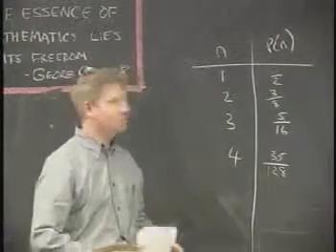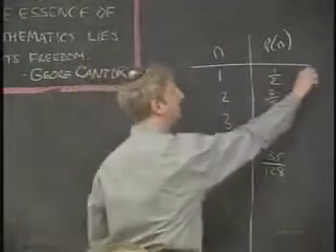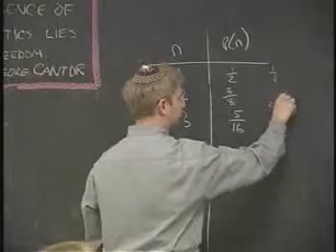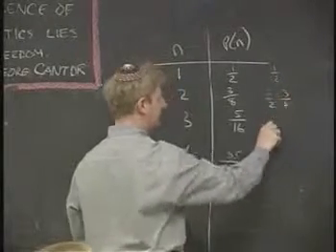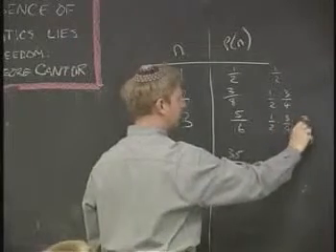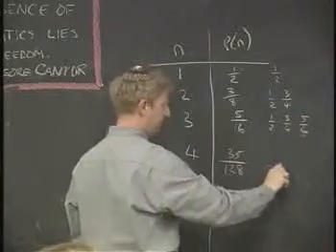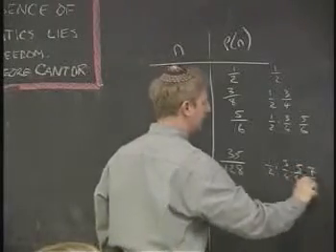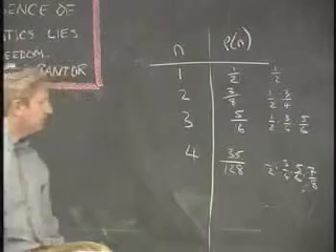But here's what actually happens. This is a half. This is a half times 3/4. This is a half times 3/4 times 5/6. This is a half times 3/4 times 5/6 times 7/8. Does that all work out?